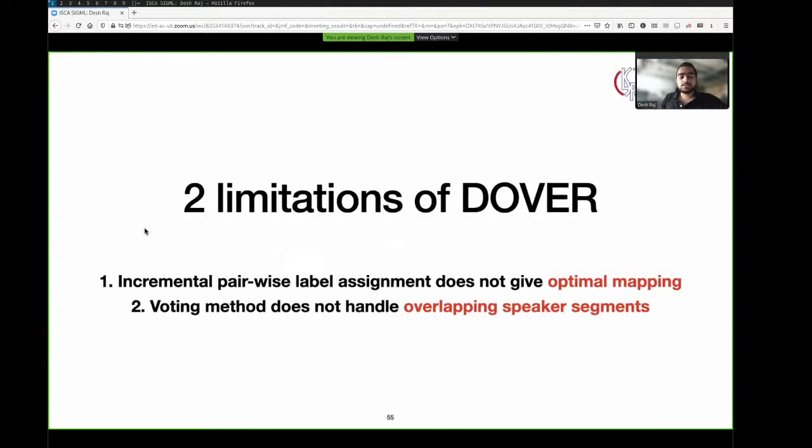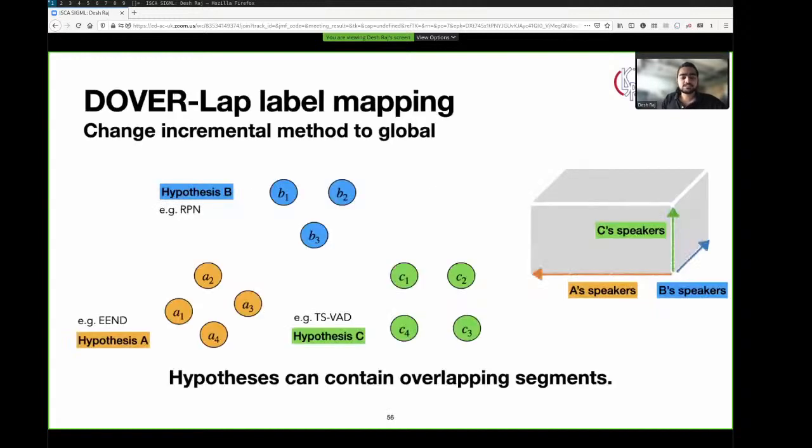However, there are two limitations of DOVER. First, this incremental pairwise assignment may not really give you an optimal mapping. You may want something which is more global and which takes into account all the hypotheses at once. And second, the voting method does not handle overlapping speaker segments. This is because it assumes that all the hypotheses have exactly one speaker active at any time. To solve both of these problems, we proposed DOVER-Lap.